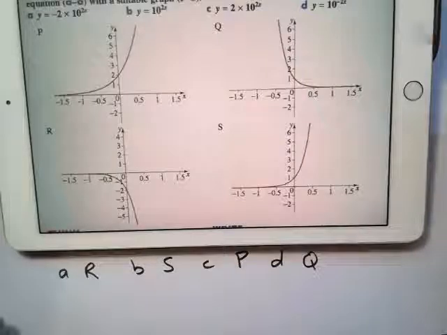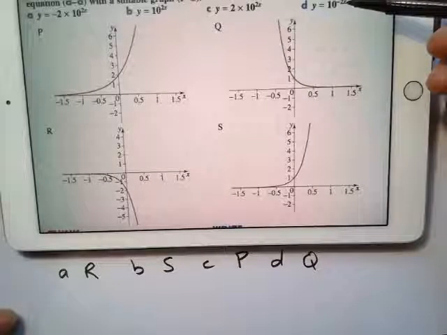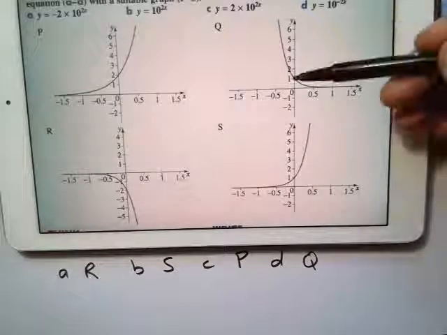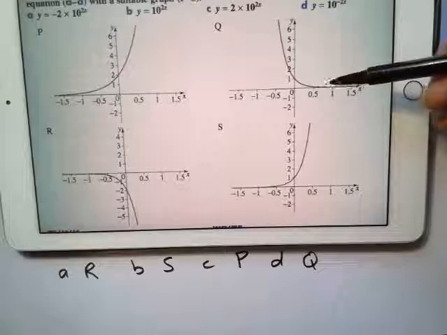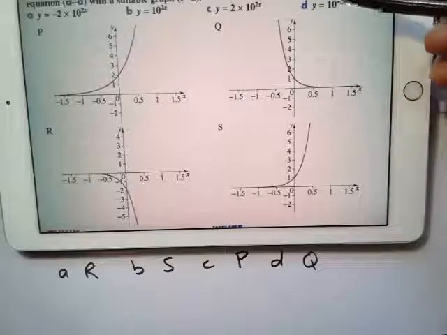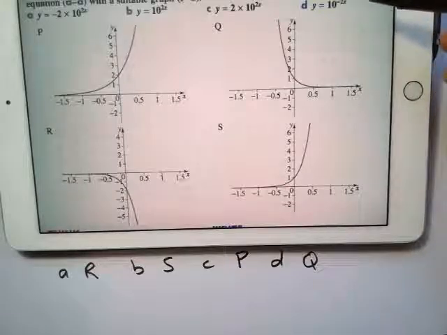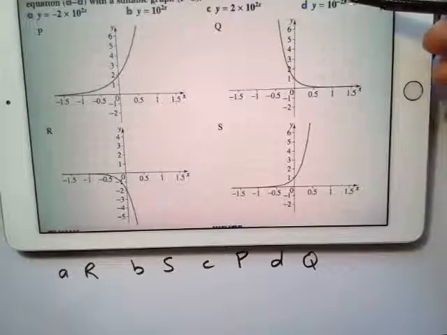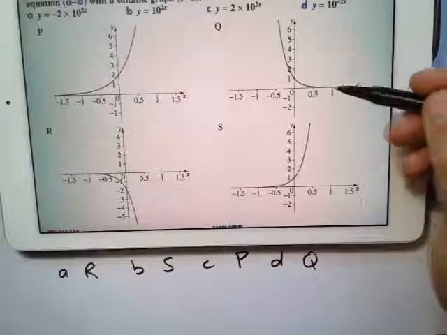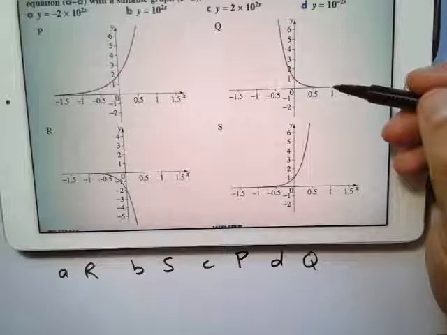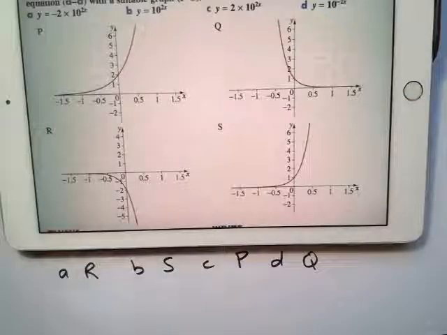And let's just check. My y-intercept is where x is 0. If x is 0, minus 2 times 0 is 0, 10 to the power 0 is 1, so I've got that. If x is 1, minus 2 times 1 is negative 2, which gives us 1 over 10 to the power 2, which is 1 over 100, which means it's a very small number which is down there. So there are my 4 answers.